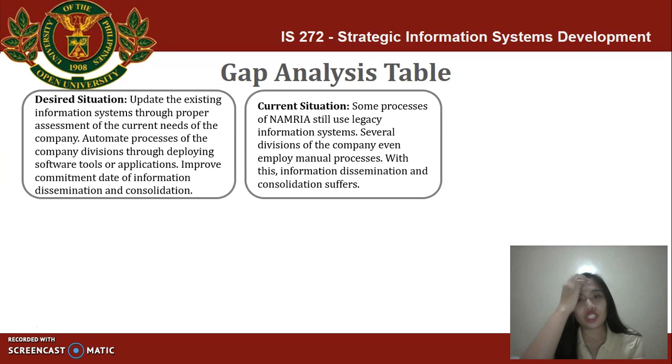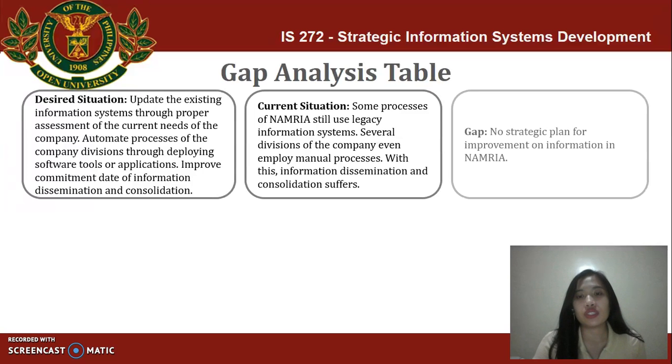The current situation right now is that some of the processes of the company still use legacy systems or old systems. Several divisions of the company even employ manual processes. So with this, the dissemination and consolidation of information suffers. So the gap here is that there is no strategic plan and no implementation yet for the improvement on information systems in the company.